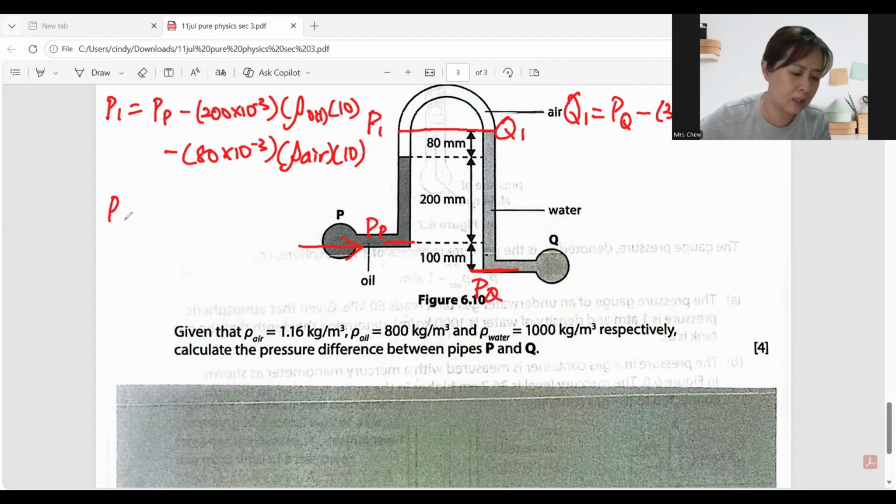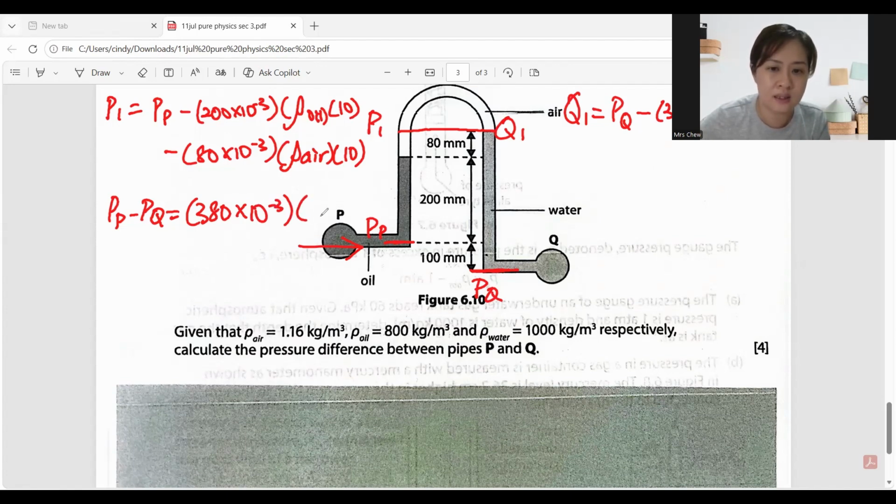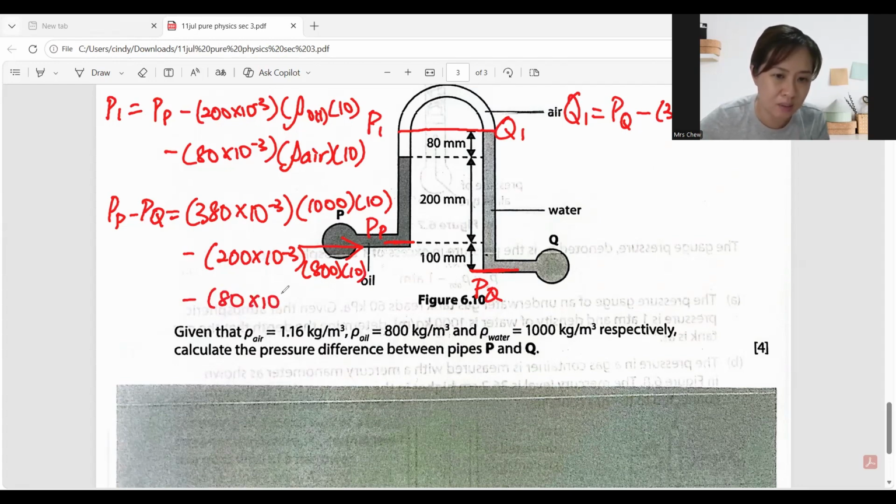So P pressure minus PQ. You use this side equals to this side. Please press the calculator. You will be able to get 380 times 10 to the power of minus 3, and then the density of water, which is 1000, times 10. Then you will have minus 200 times 10 to the power of minus 3, and we have density of oil, which is 800 times 10. And then you have to minus 80 times 10 to the power of minus 3, and that is the density of air, which is 1.16 and then 10, okay?